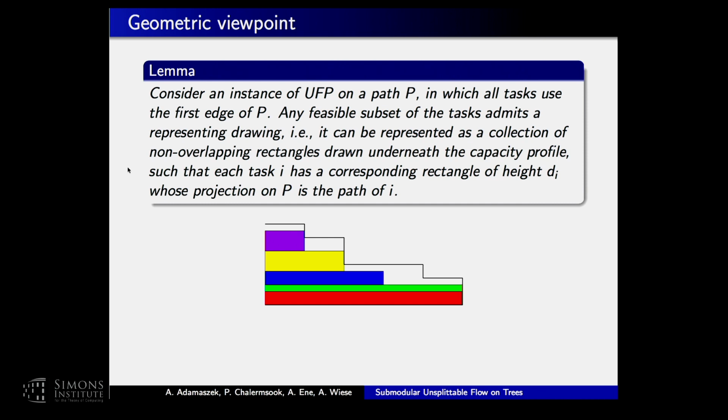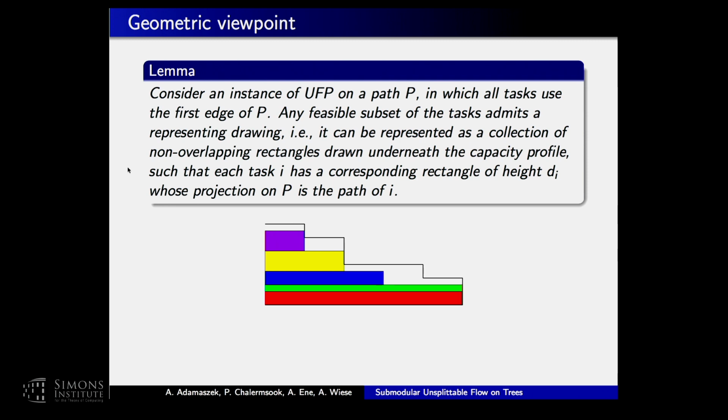Okay, and now we will consider our tasks, and we will draw them as rectangles below the capacity profile. So essentially, for every task which uses some edges of the path, we will draw a rectangle where the height of the rectangle is just the demand of the task, and the length here will be exactly the edges of the path that the task is using. So every task will correspond to a rectangle which starts at the very left and continues somewhere.